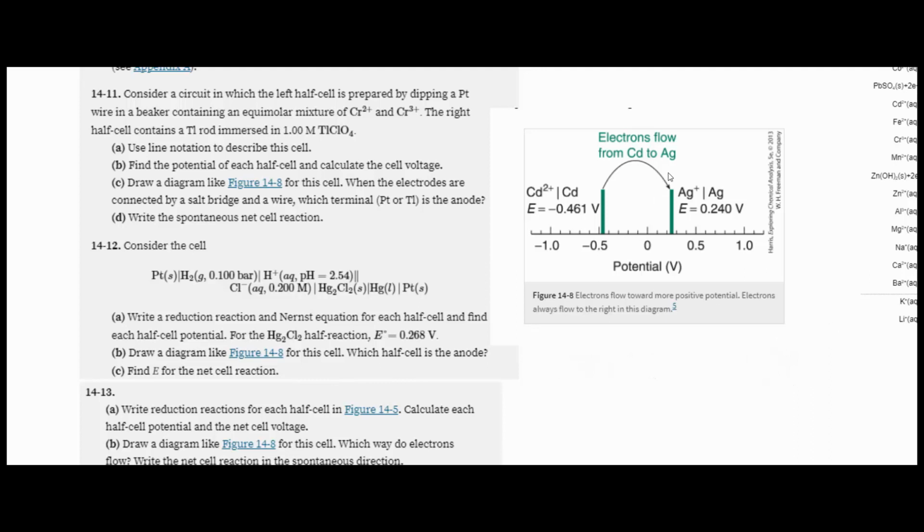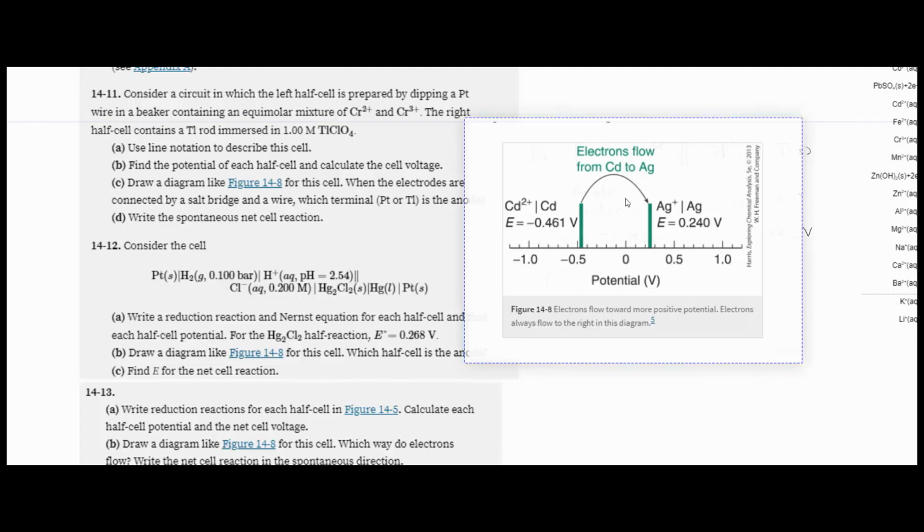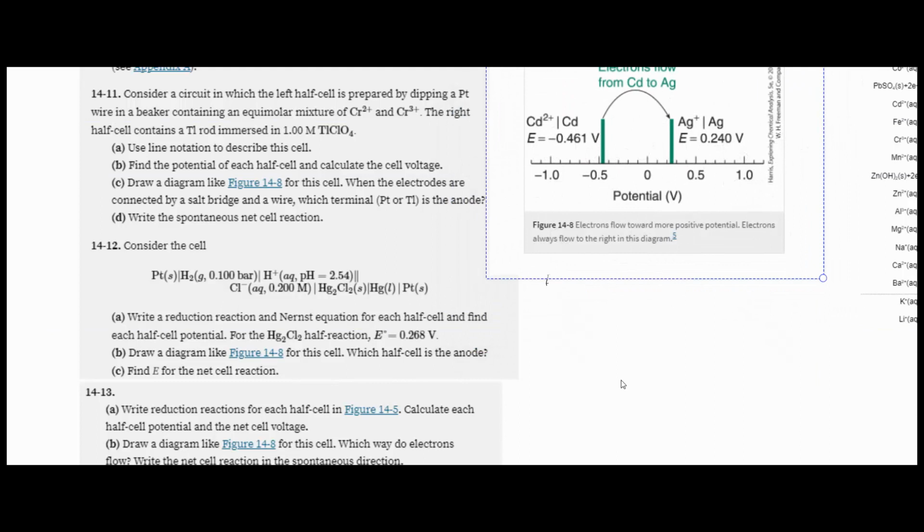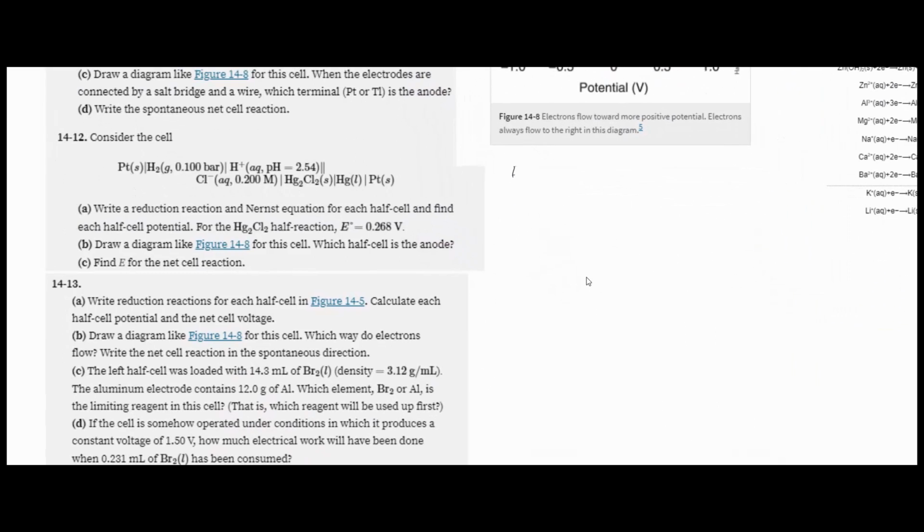Number 12, we're asked to consider this cell. We have platinum, we have hydrogen at a particular pH, and then it looks like we have the calomel electrode, standard electrode. So for A, we're going to write the reduction reaction and the Nernst equation for each half cell and find each half cell potential. So we will start with the right half of the cell.